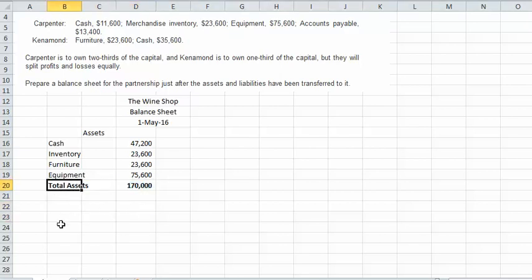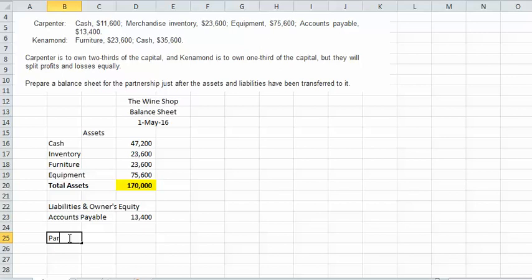So remember, the liabilities plus equity must equal this figure as well, so that's a good check figure. Let's call this liabilities and owner's equity. So the liabilities, we had accounts payable, and let's call that 13.4. I got that from over here. Make sure we format these. So that is the only liability.